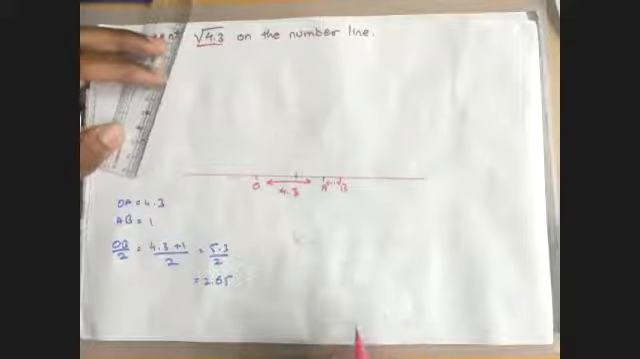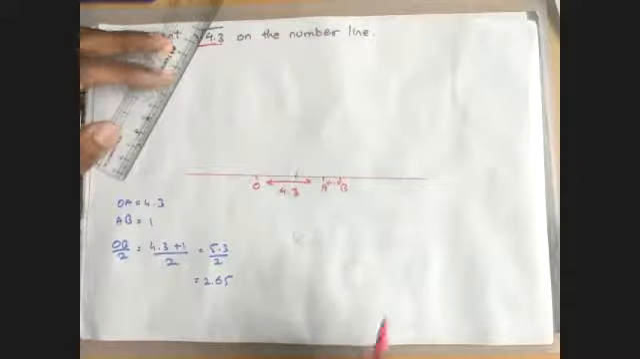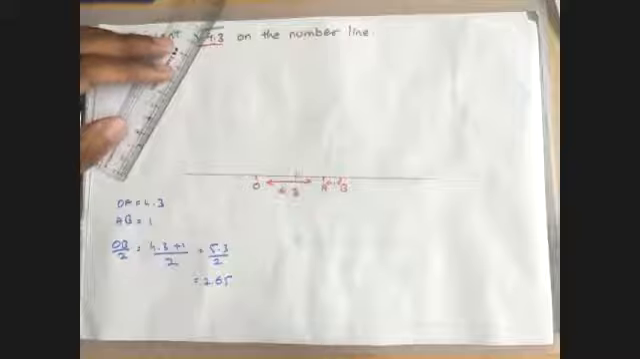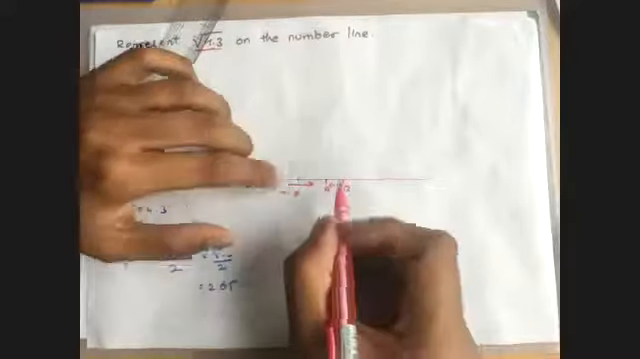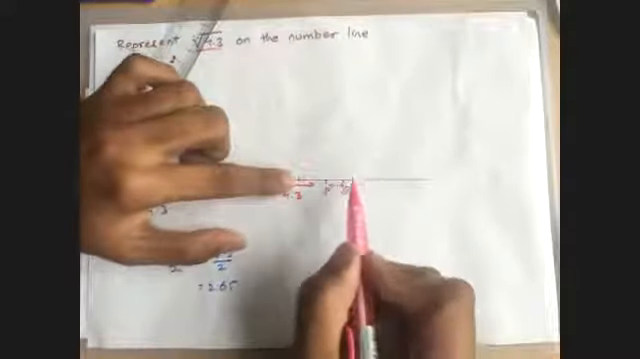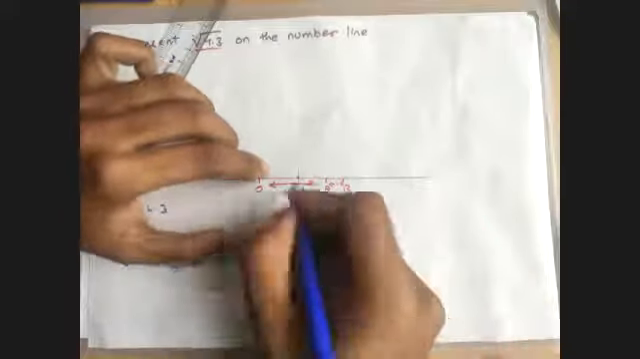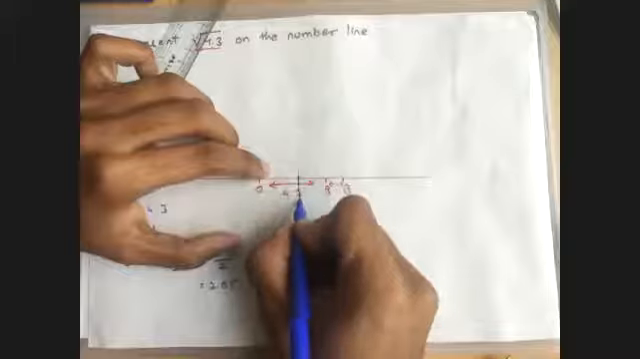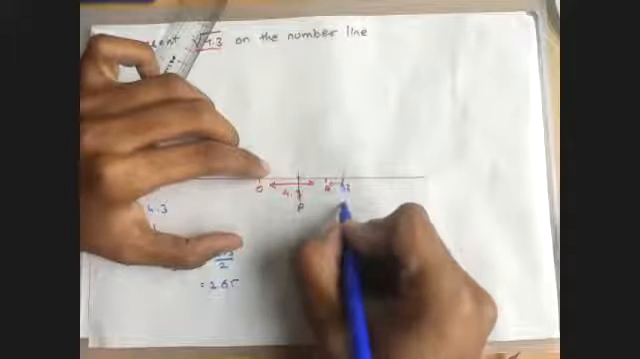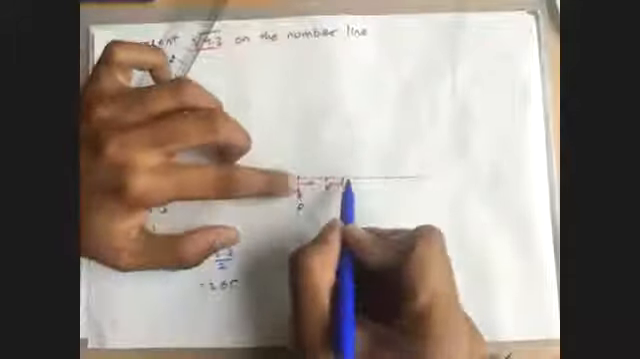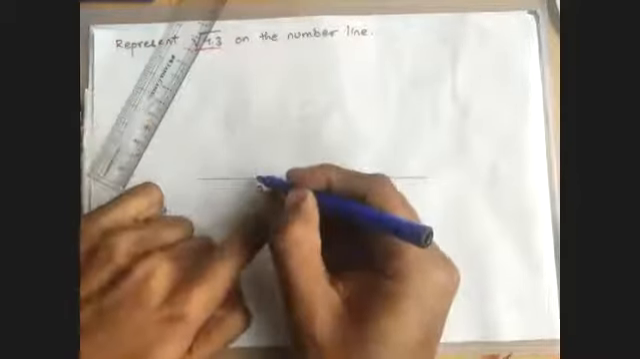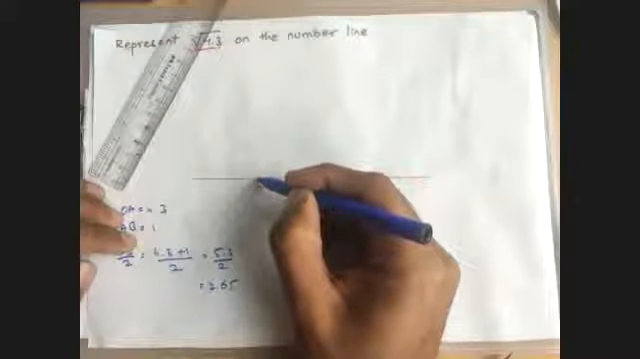So now what we do is we take our compass, take the distance from, I'll call this P to B, measure this distance and draw an arc.